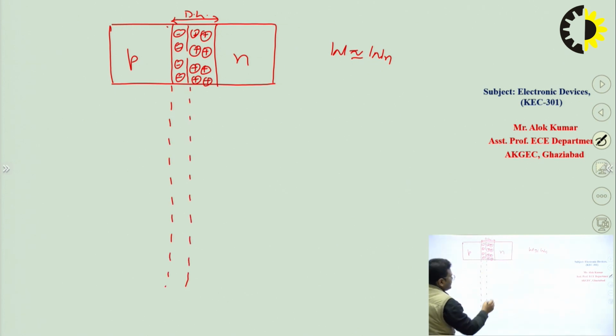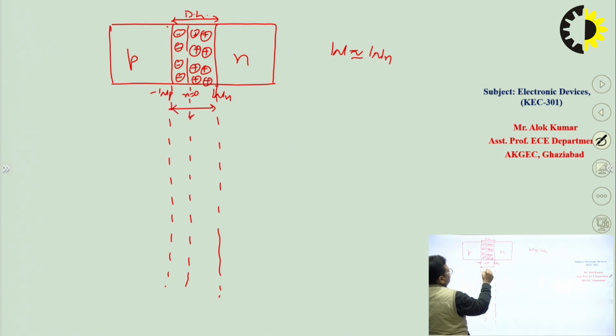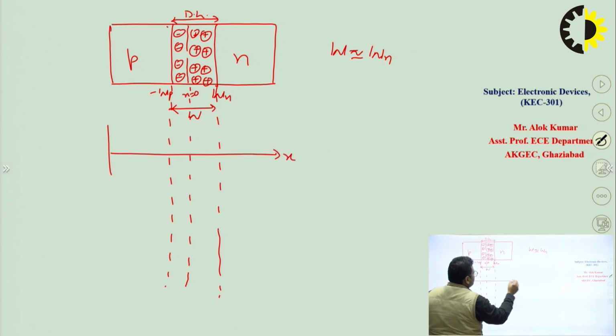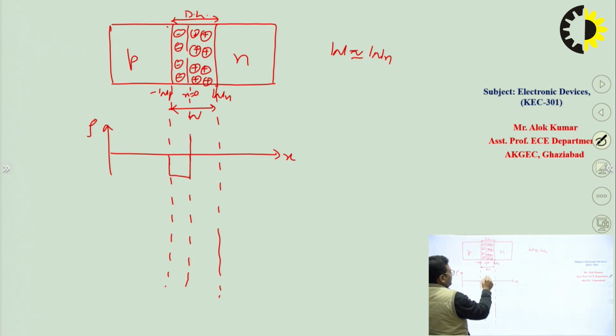the diagrams for the charge density, for the electric field, and for the potential, right? Again here we have minus Wp, this is Wn, and here x is equal to 0, and the total width is W. Now if I draw the charge density, this is distance x, here we take the charge density rho. So again it will be like this. Here we will have total negative charge, and here we have total positive charge.